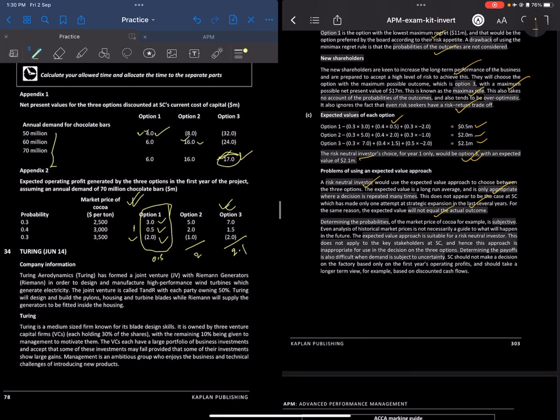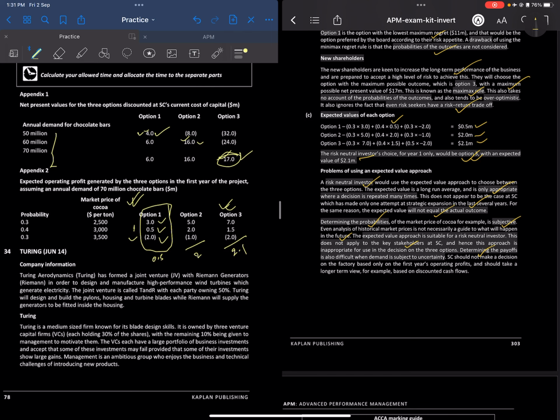outcome, okay? And we can talk about probability, where the market price is subjective, right? So for example, market price is also subjective, affected by very different external variables, and historical market price is not necessarily a guide to what will happen in the future. And expected value is suitable for a risk neutral investor, which in this case the stakeholders at SC are not, hence it does not apply to stakeholders at SC, right? So hence the approach is inappropriate in the decision on the 3 options.